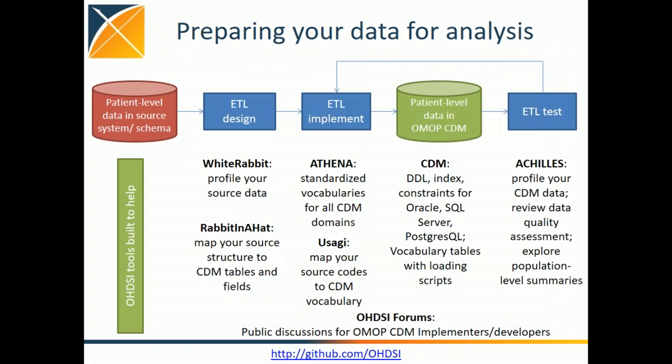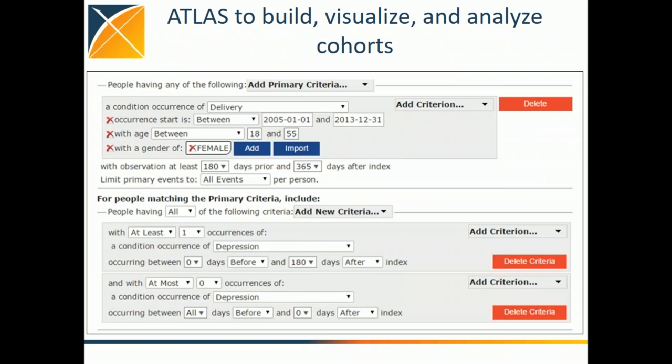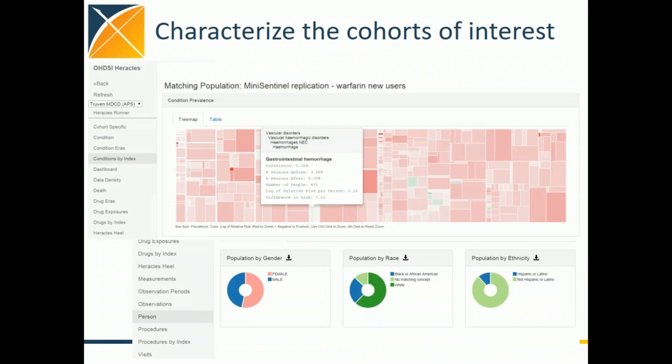Then we have software tools for you to convert your data to the common data model. We have tools to curate the data, like a knowledge base of consistency checks that give you a percentage of how accurate it is, then tools to run studies on it, and visualizing the results. So that is how we got to the 500 million patient records.